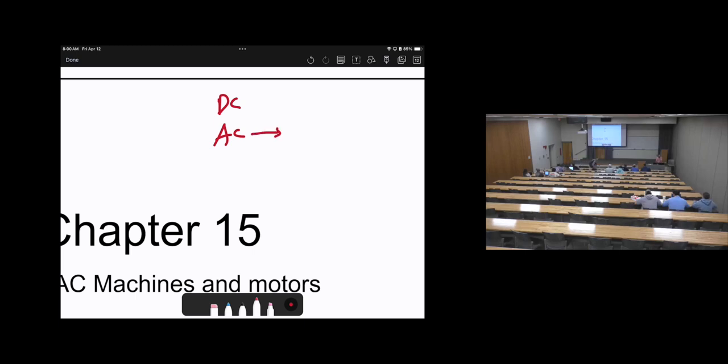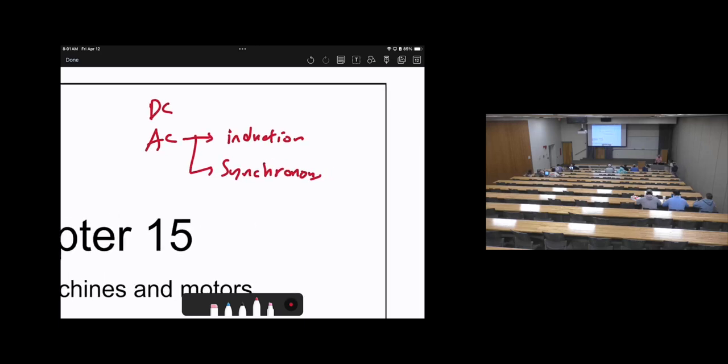So AC can be induction or synchronous. And even for induction or synchronous, we can see single phase, three phase. So there are several types. So here we will focus mainly on induction three-phase, synchronous three-phase. So today's lecture will be about the synchronous three-phase, while next lecture will be about the induction three-phase.